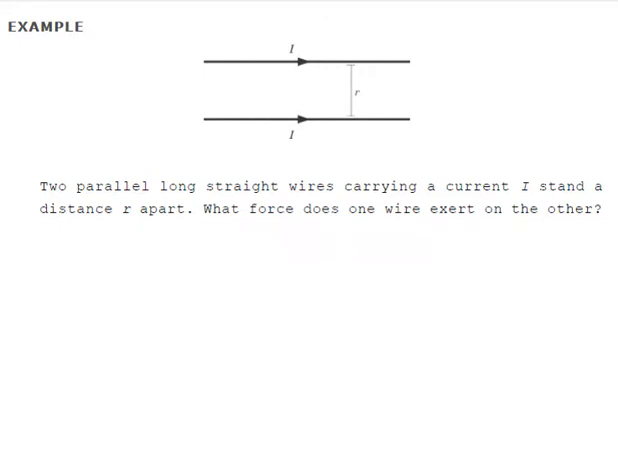Alright, one more example, and then that is it for plain old magnetism. So here we have two parallel, long straight wires that are carrying a current I, and they stand a distance r apart. We want to look at what force does one wire exert on the other.